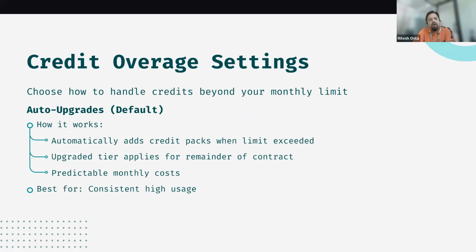So auto upgrade is set by default. You can always turn it off, but if you put on the auto upgrade, then it will automatically add credit packs when the limit is exceeded. The upgraded tier applies for the remainder of the contract, and it's predictable monthly. Most companies will not do auto upgrade, but if you want, you can do that, no problem at all. If you are consistently having high usage and you don't want any hiccups, then you can go for auto upgrades, right? In many ways.